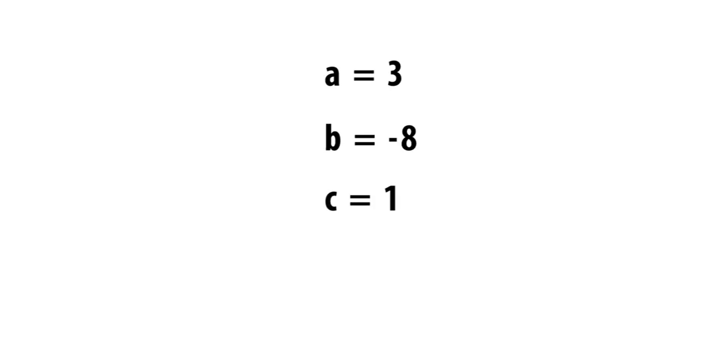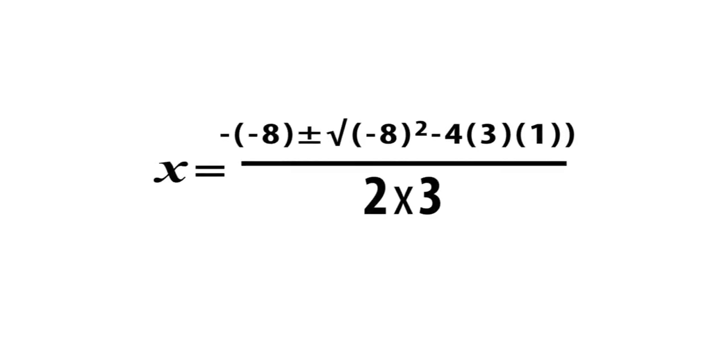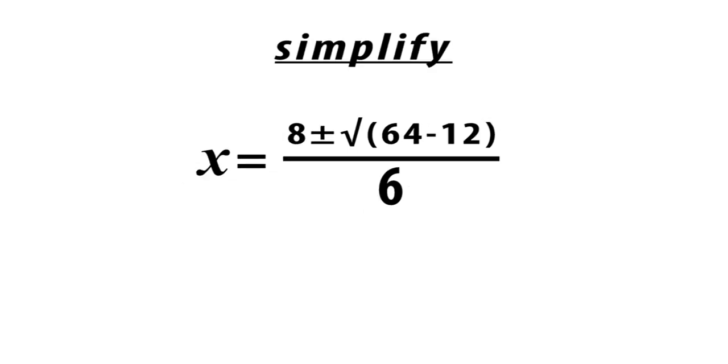So we want to substitute these values into our quadratic formula. So x is equal to negative into bracket negative 8 plus or minus the square root of negative 8 squared minus 4 times 3 times 1, all divided by 2 times 3. When we simplify that, we have x is equal to 8 plus or minus the square root of 64 minus 12, all divided by 6.